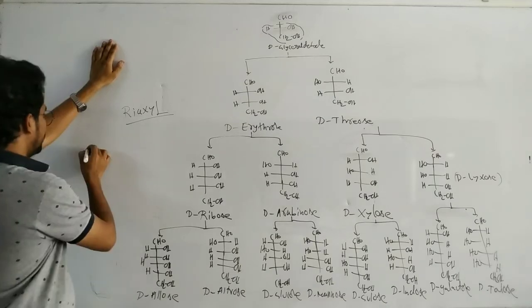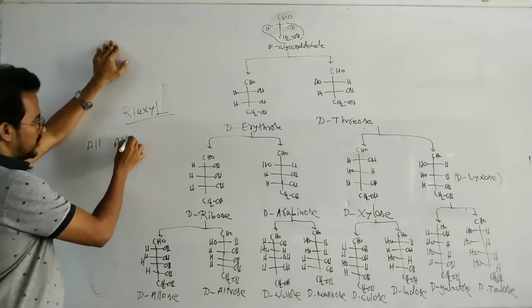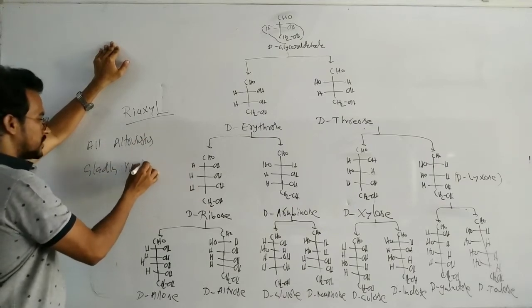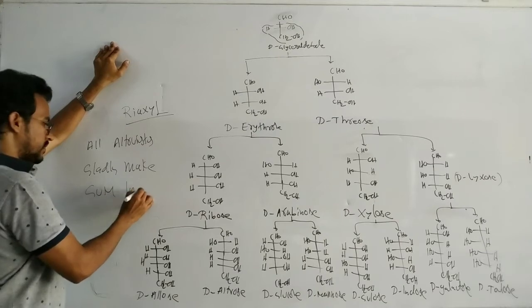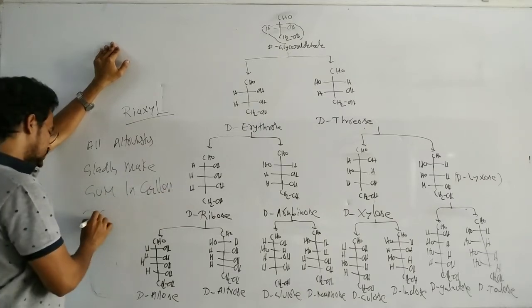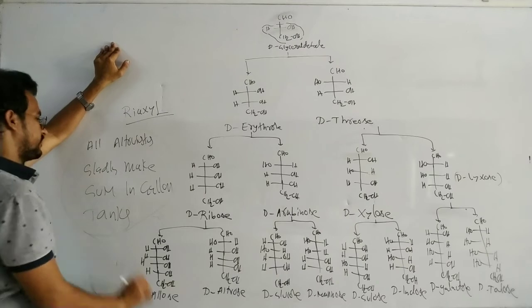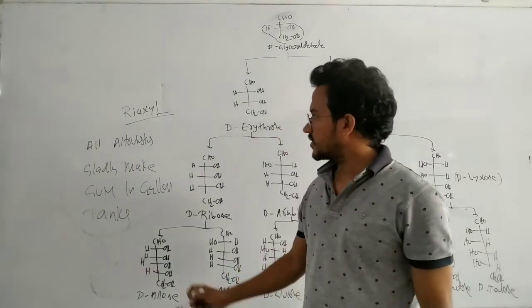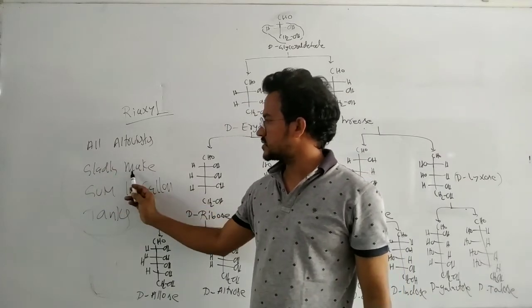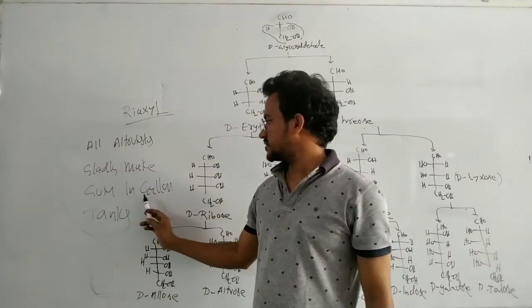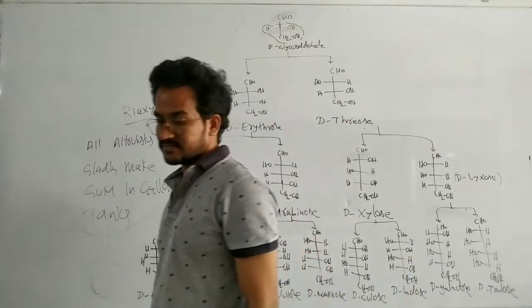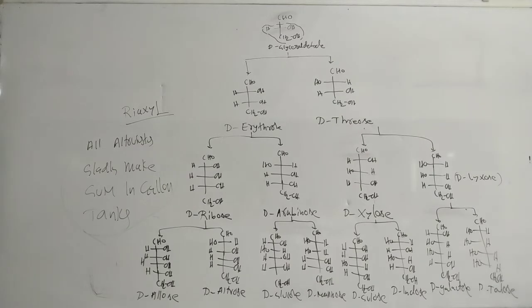Okay. Next this one. All altruists gladly make gum in gallon tanks. Okay. All altruists gladly make gum in gallon tanks. Okay. Allose, altrose, glucose, mannose, gulose. It is idose, galactose, talose. Okay. These are the structures. So write down this one. Yes.